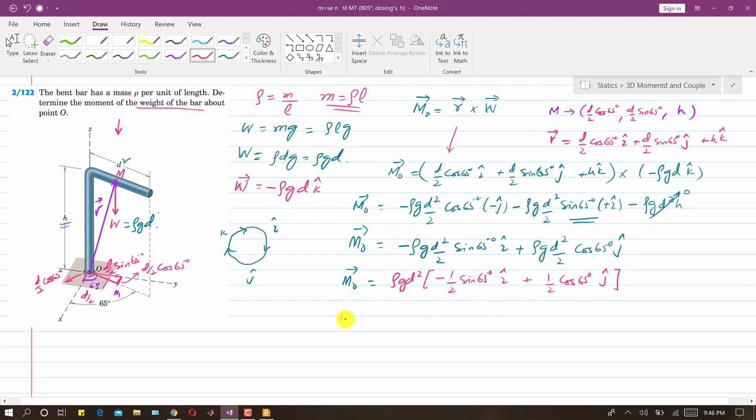Now if I solve this, this is the final moment of the weight of this bent bar about point O, right? So this is rho g d square into minus 0.453 i plus 0.211 j. From this we can see that the moment about the i axis, the x-axis, is negative. This is the clockwise moment, right? So the moment about x is clockwise, and the moment about j is counterclockwise, and we can represent it like this. So this is the solution of this problem.